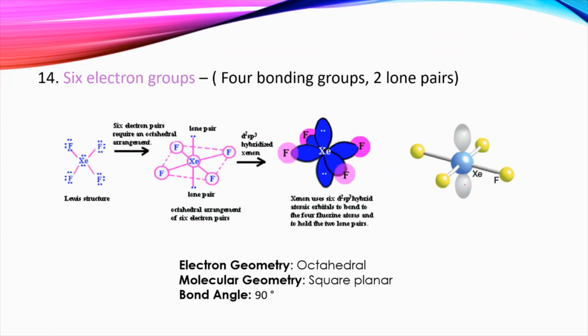If the top and the bottom are lone pairs, then the molecule will orient itself so that you have a square right here, and the electron geometry in this case is still octahedral. Remember, that's just based on the total number of electron groups, but the molecular geometry is now square planar. So it's a square that's in the plane. I could take a piece of paper and slice through all of these atoms horizontally, and I'd have two equal sections on either side of that paper.